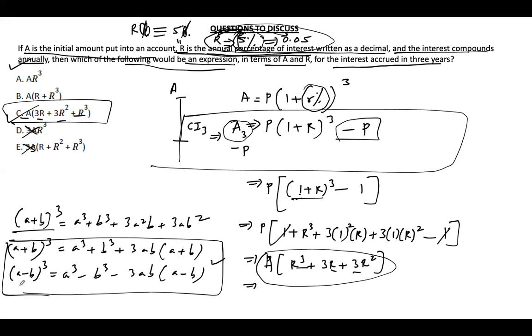Okay, so when you want to do A minus B cube, just put minus B in place of B and change. Yes, these two you can remember. 40 seconds.